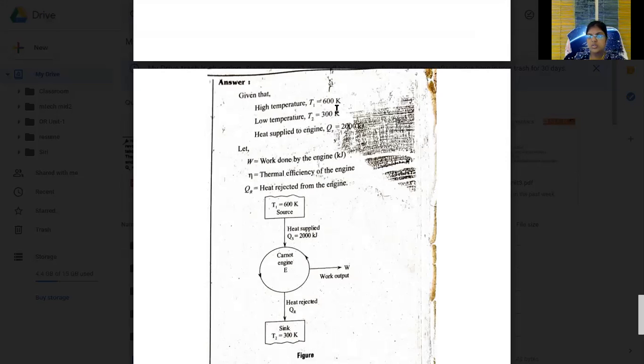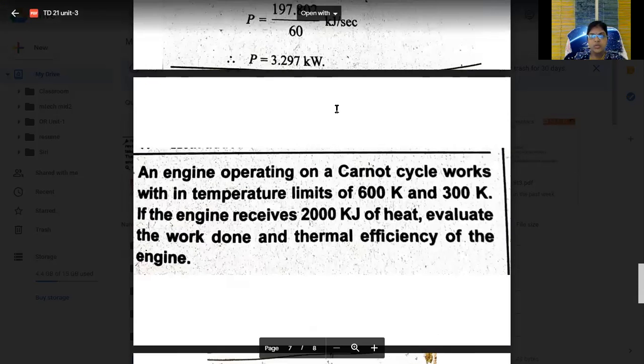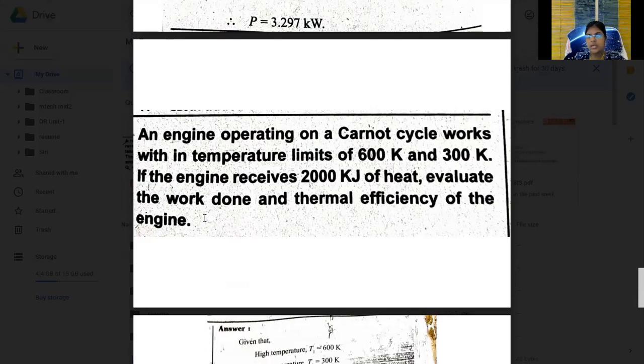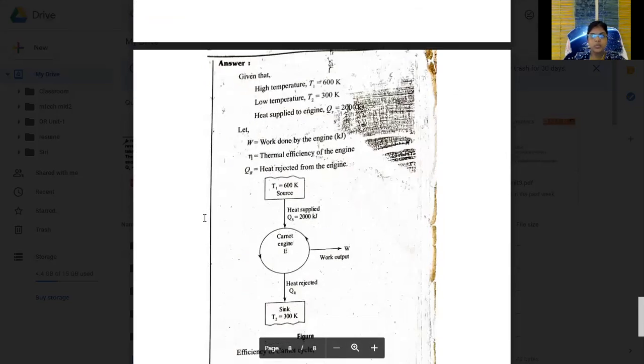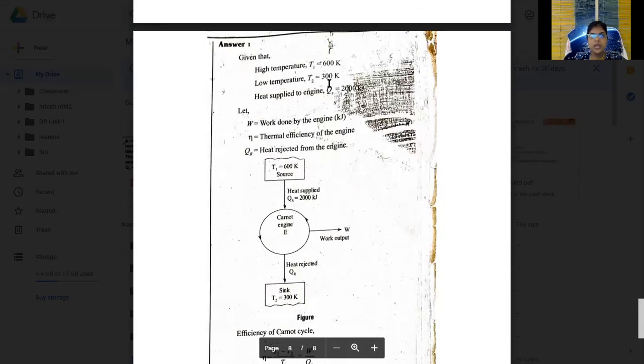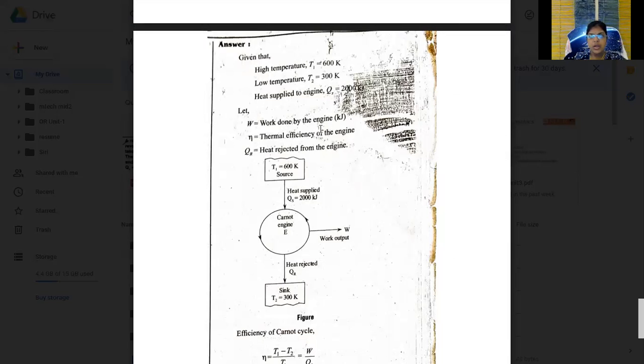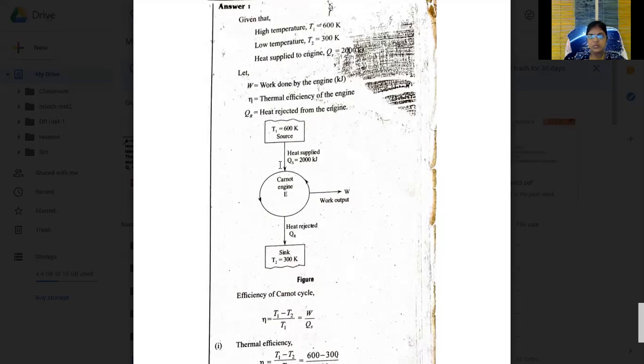Automatically our hint is engine. Engine is nothing but heat flowing from higher temperature to lower temperature. So whenever we consider the problem, definitely we will take the hint. That hint is engine. Okay, so here higher temperature, lower temperature, and heat supplied is 2000 kilojoule. And we will calculate the work done, efficiency, and heat rejected from the engine.